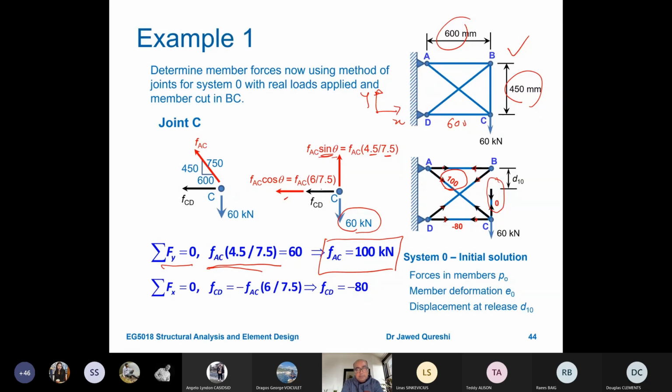So then if I add it up and equate it to 0, one is going to be negative, because if I bring it to the other side of the equation, it's going to be negative. That is the reason FCD is equal to minus FAC into 6 over 7.5. Now this will give me FCD as minus 80. So FCD or FDC is one and the same thing.